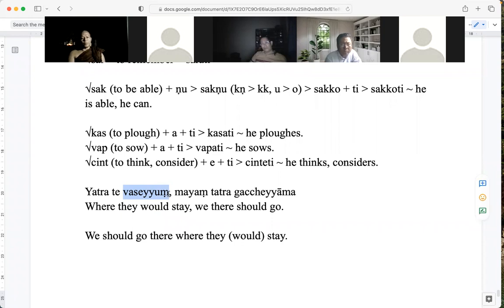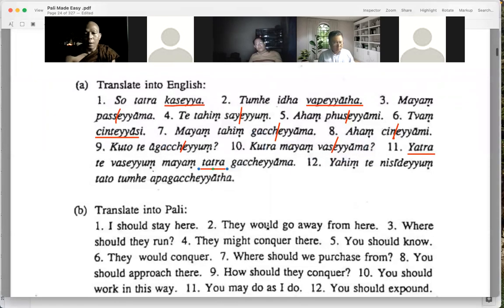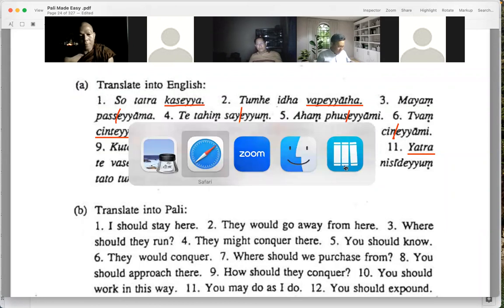Okay. So 2 lines. So when you see such compound sentences, partially divide them line by line, and then try to translate line by line, and after that join them. So that one might be easy to do. And then the last line, so yahinde nisideyo, tato tumhe apagaccheyyatha. So yahinde nisideyo, tato tumhe apagaccheyyatha.